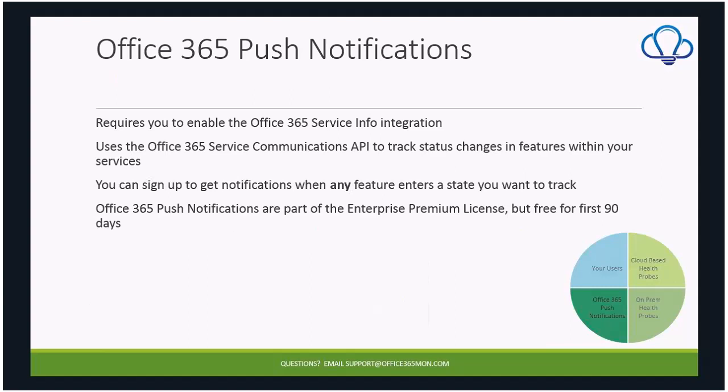But if you're going to enable the Office 365 Service Info integration, you have to be an Office 365 tenant administrator. So in order to do that, if you haven't done it already, you need to make that tenant administrator an admin on your Office 365Mon subscription. Then you need to log into the Office 365Mon site using that account. And then you can go down and configure and turn on the Office 365 Service Info integration.